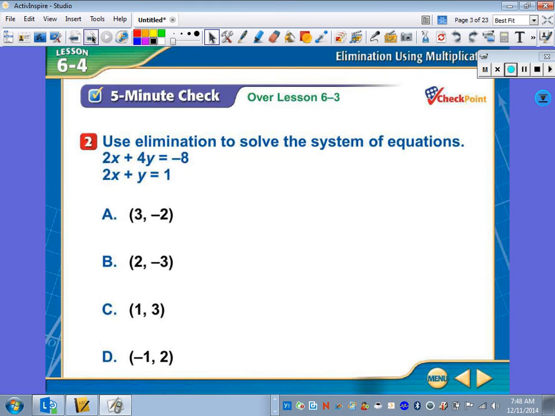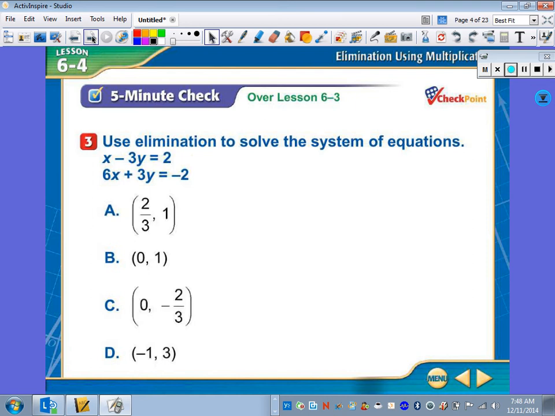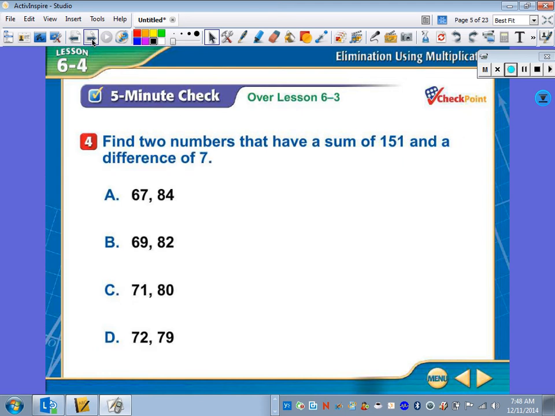All right, there's the second one. There's the third one. And notice, sometimes you do have fractions in them, because in the real world that does happen. There is the next one. It's a word problem. Remember, you take x plus y equals and then x minus y equals. That's how that one works.